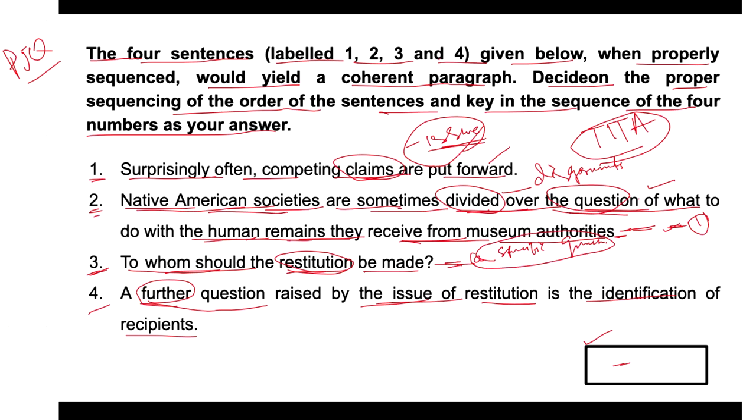So now, if you look at sentence 4, which is stated about a further question. In that case, a further question raised by the issue of restitution is the identification of recipients. So this sentence adds what? This sentence adds another layer. You can say that adds what? Another layer, because it stated further question.